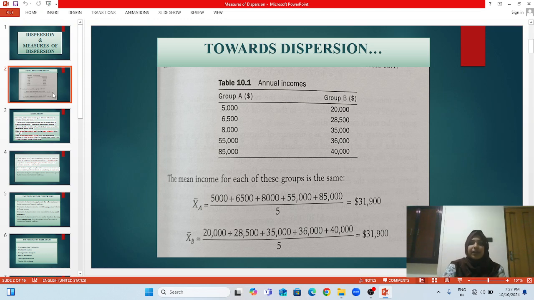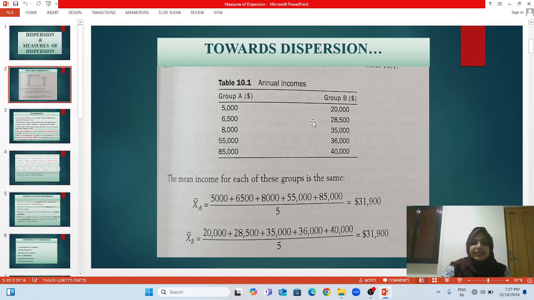As we all know, the most popular data analytics technique in statistics is the mean, median, and mode, that is the central tendency measures. So, why did dispersion arise as an important concept in statistics when the central tendency measures exist? Let's consider an example. Table 10.1 shows the annual incomes of Group A and Group B laborers. Here, there are 5 observations in each group.